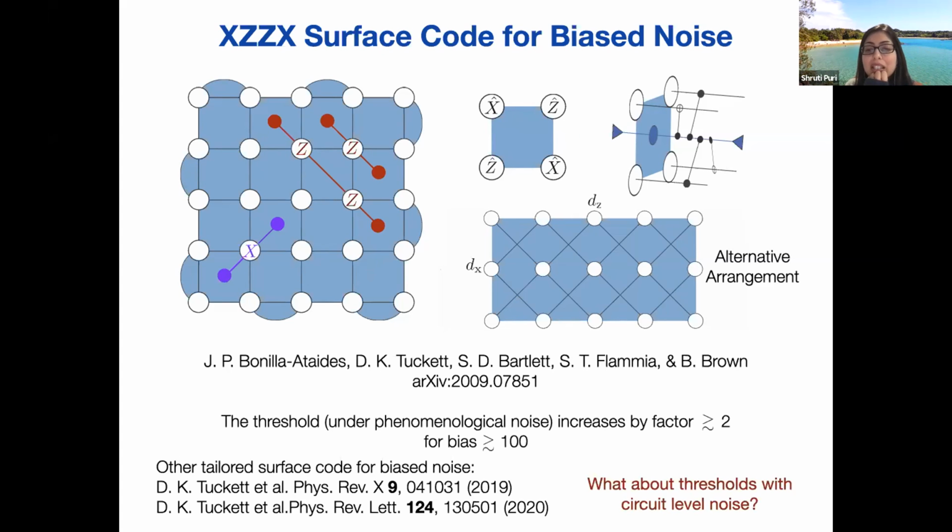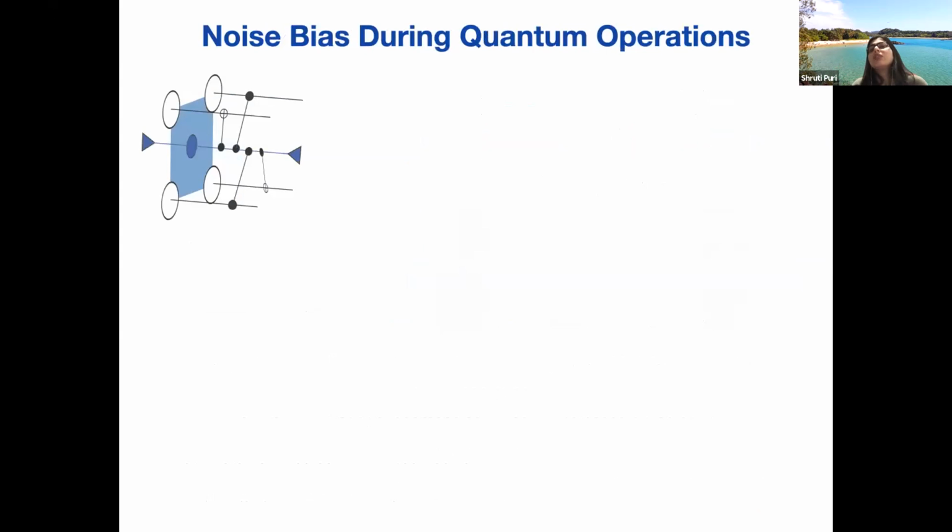The question though is, what happens when you take into account the circuit level noise? So this was under phenomenological noise, not under the circuit level noise. So phenomenological noise is you just put errors on your data qubits and just put measurement errors. So you've not put errors in the circuit level yet. So why is circuit level noise so different?